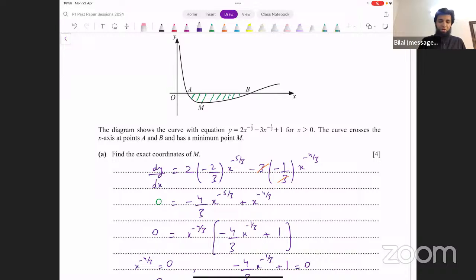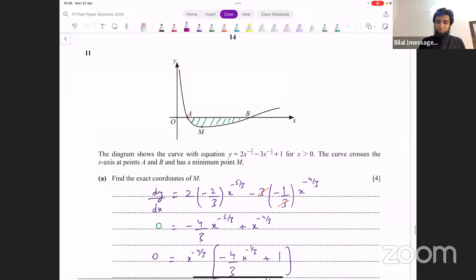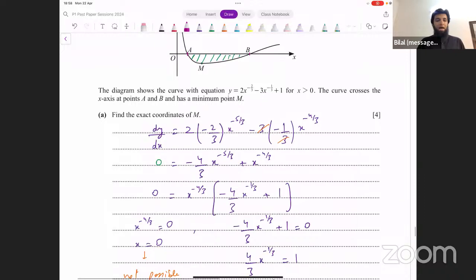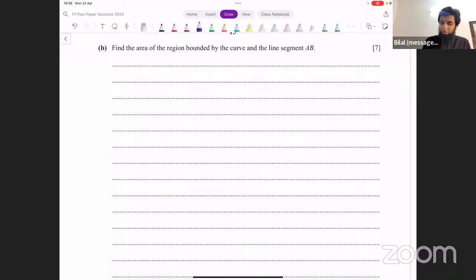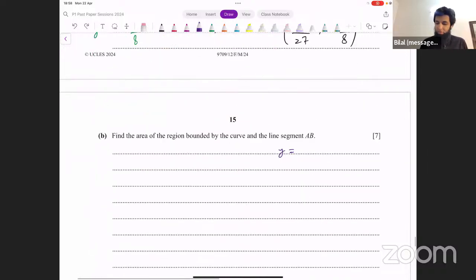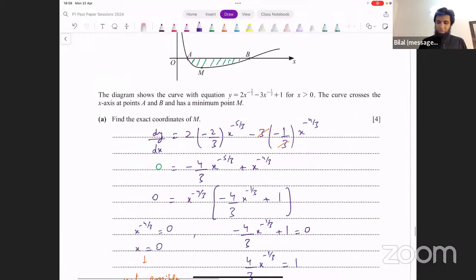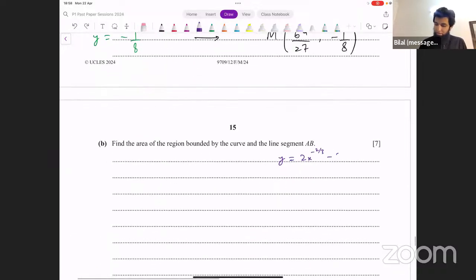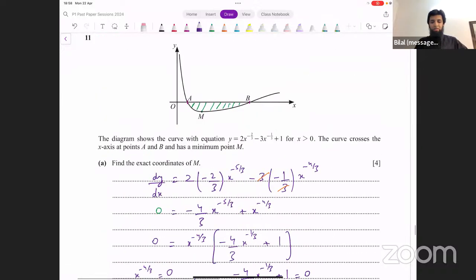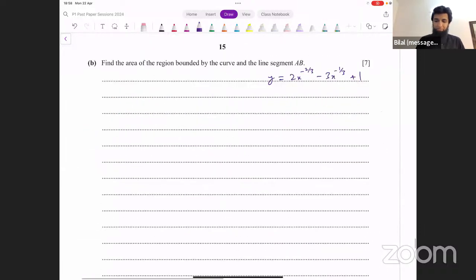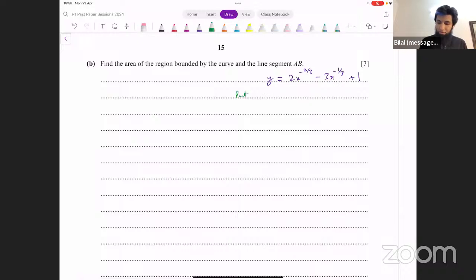Now, for that, we first of all need the limits from A to B. How do you find the limits? We have to put y equal to 0 for that. These are x-intercepts. Let's do that calculation here. y equals 2x raised to the power minus 2 over 3 minus 3x raised to the power minus 1 over 3 plus 1. In order to find the limits, we put y equal to 0 because we're looking for the x-intercepts. Okay? Let's put y equal to 0.